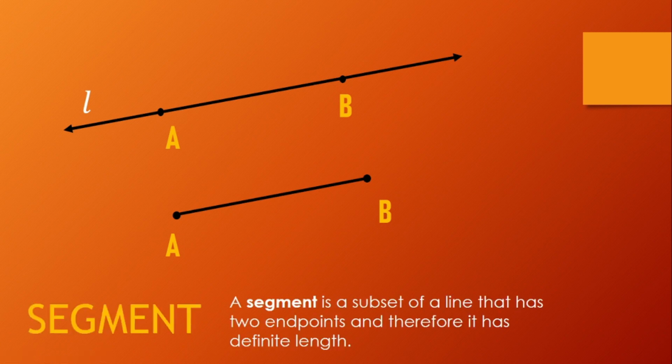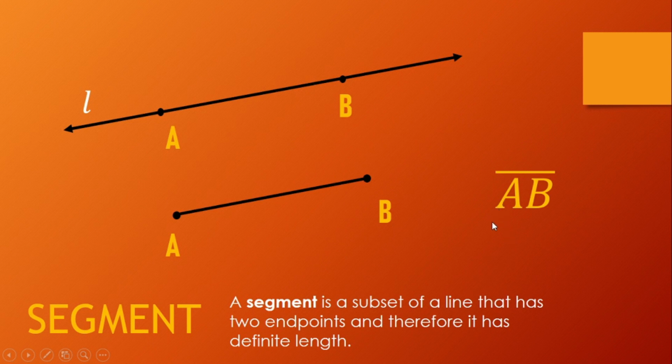Segment is a subset of a line that has two endpoints and therefore it has definite length. So, ibig sabihin, si segment daw ay part siya ng line which has two endpoints. So, ito yung endpoints, A and B, nag-end siya. Ibig sabihin, if there's an endpoint, meron siyang definite length. Mame-measure natin yung kanyang length talaga. Definite. So, we can name this as segment AB, notation, this one.